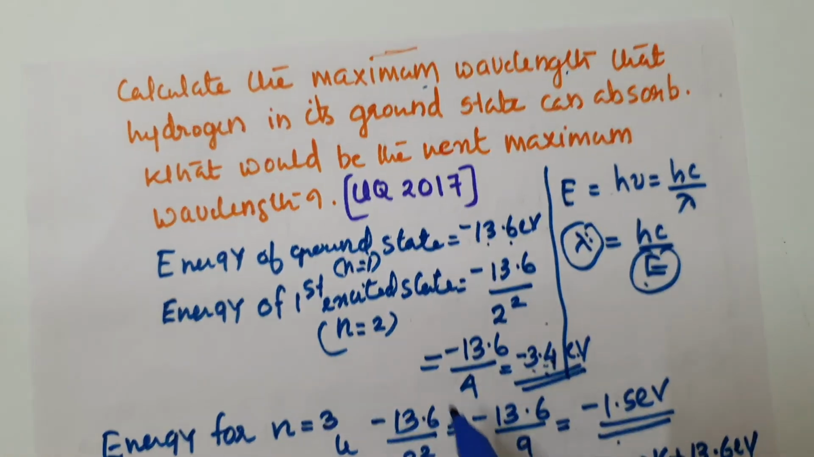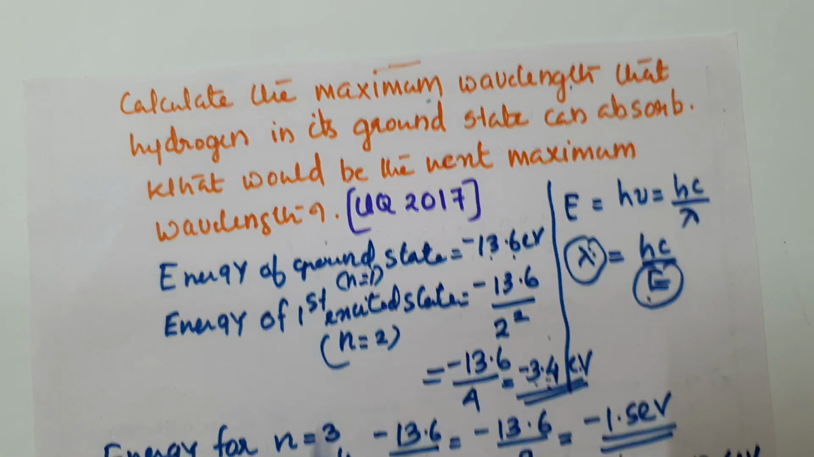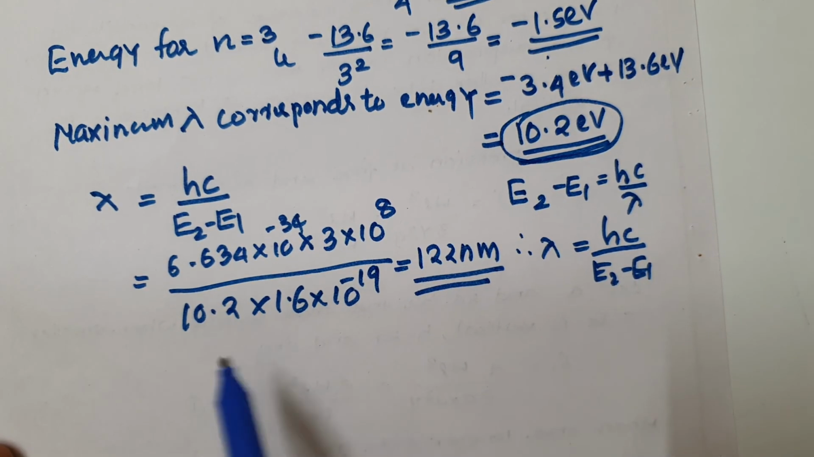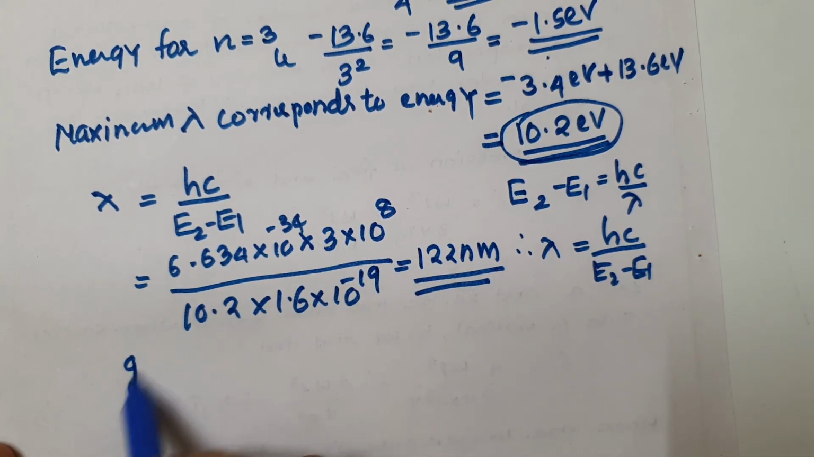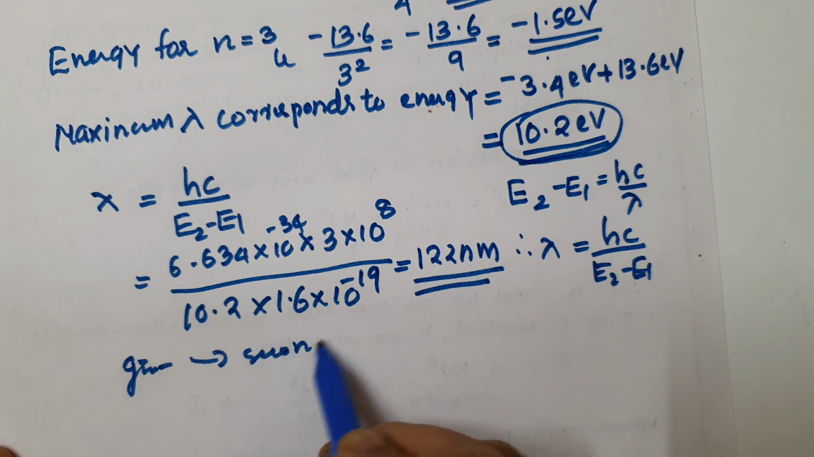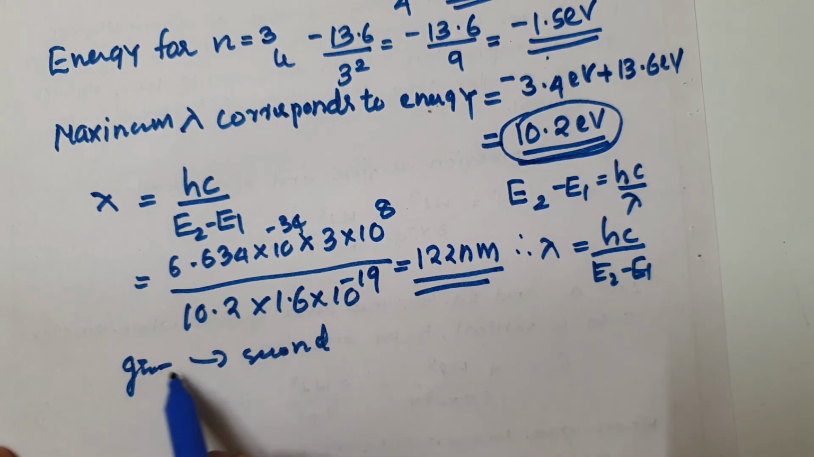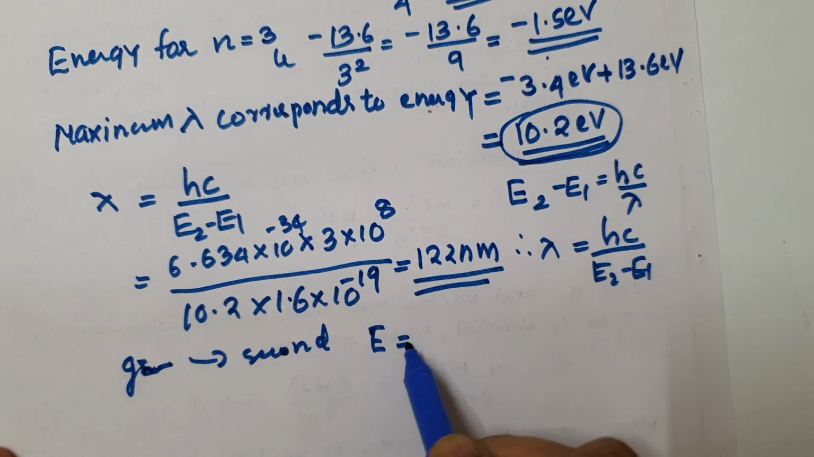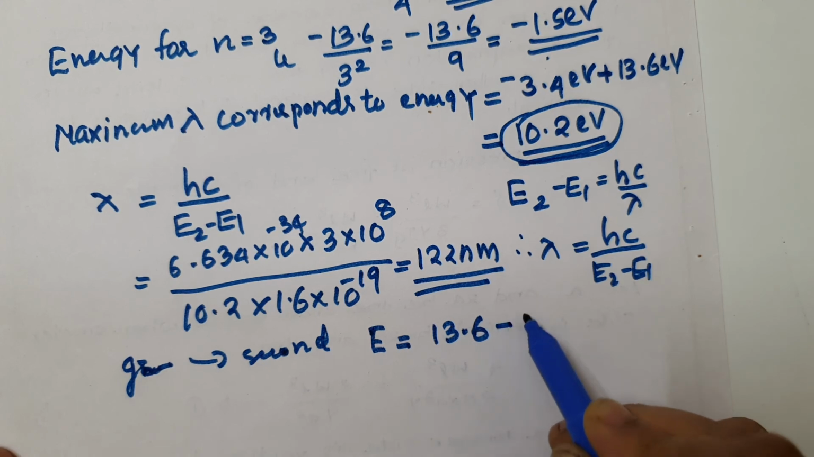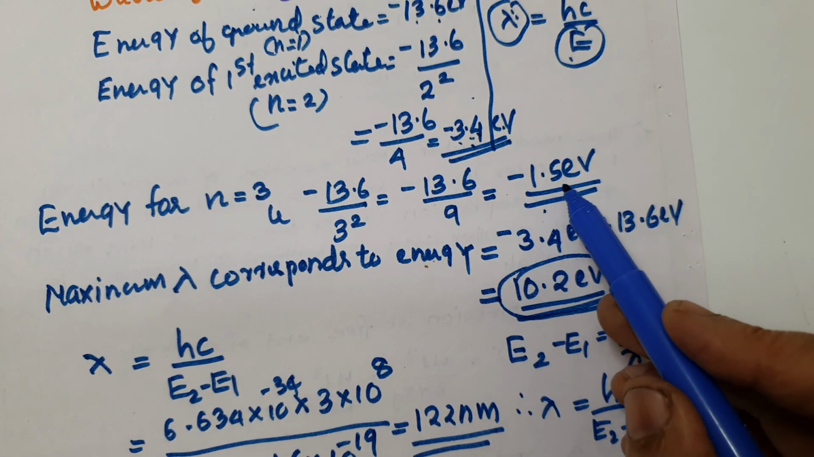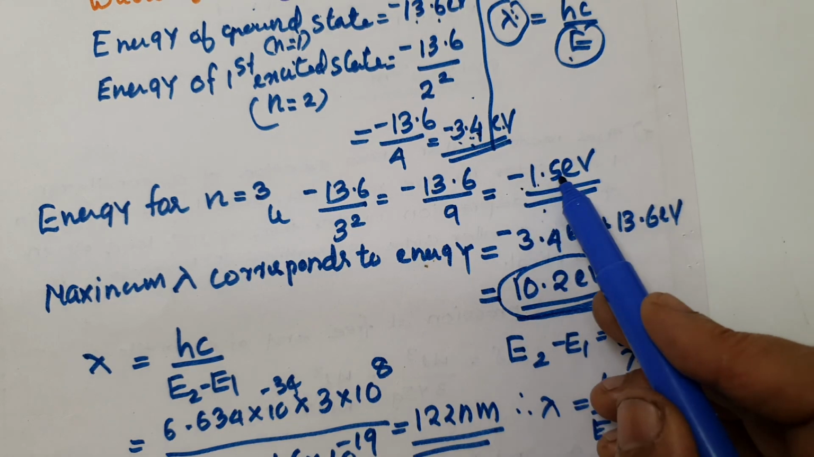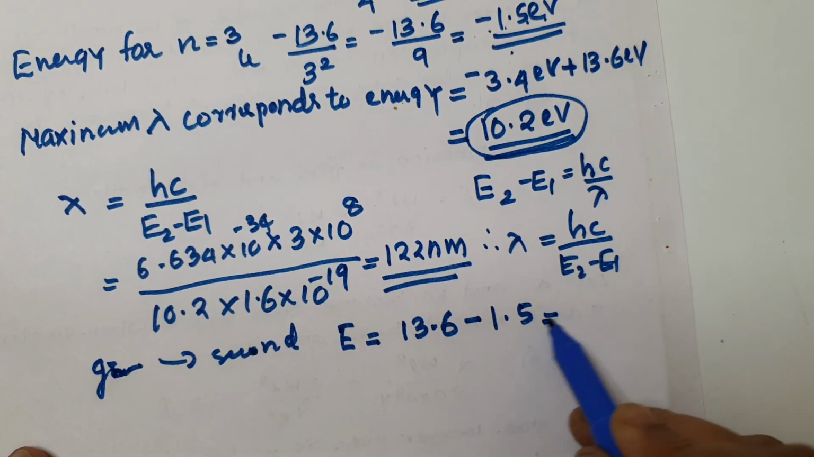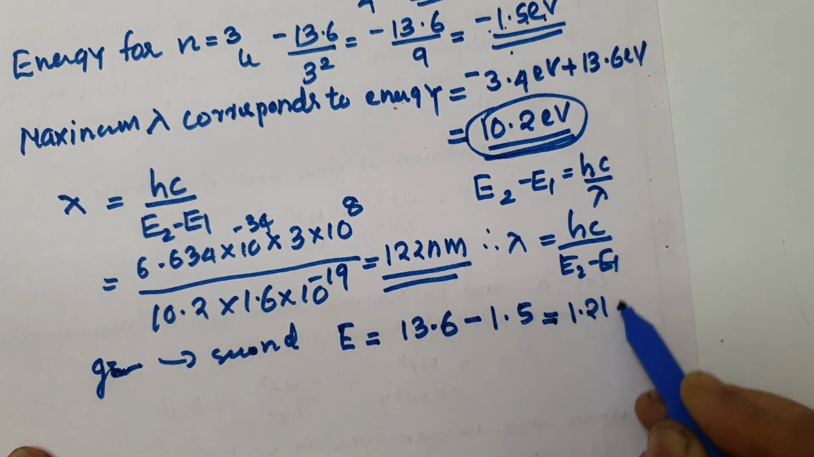So the question is, what would be the next maximum wavelength? The next maximum wavelength corresponds to a jump from the ground state to the second excited state, that is, from n is equal to 1 to n is equal to 3. The corresponding energy will be minus 1.5 eV minus minus 13.6 eV, that is 13.6 minus 1.5 eV. That will give 12.1 eV.